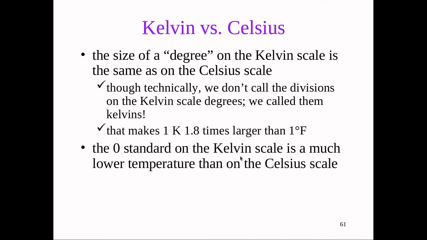The zero standard on the Kelvin scale is much lower than on the Celsius scale, though. Specifically, it's 273 degrees lower. So 0 degrees Celsius is 273 Kelvin. 0 Kelvin is negative 273 degrees Celsius. To interconvert between them, we have this formula here. To get Kelvin from degrees Celsius, you're going to add 273. To get degrees Celsius from Kelvin, you would subtract 273, if we're reversing this equation.